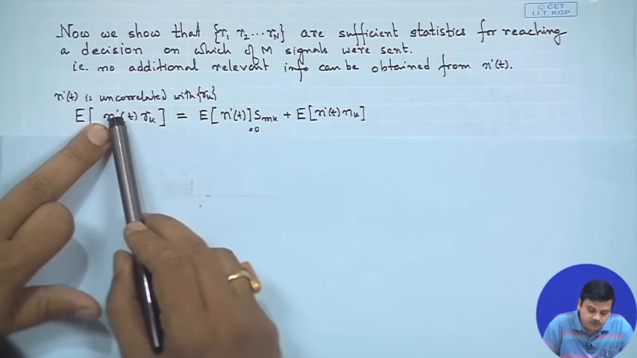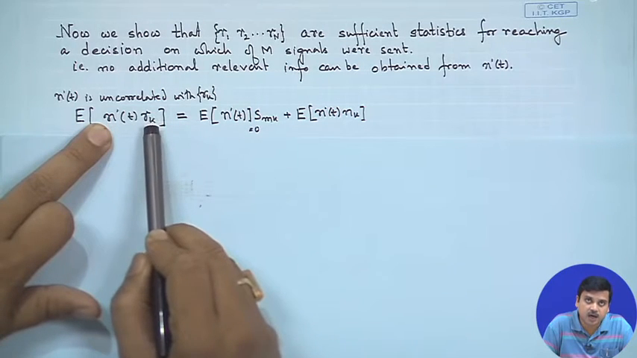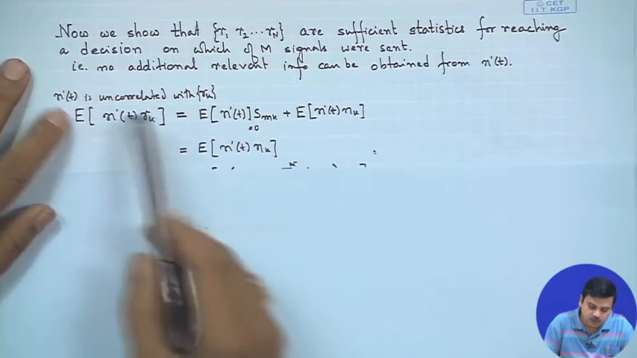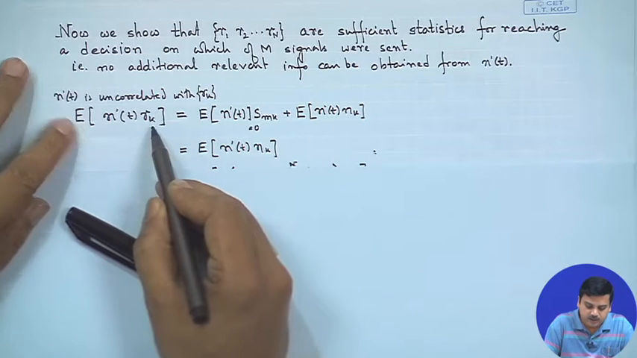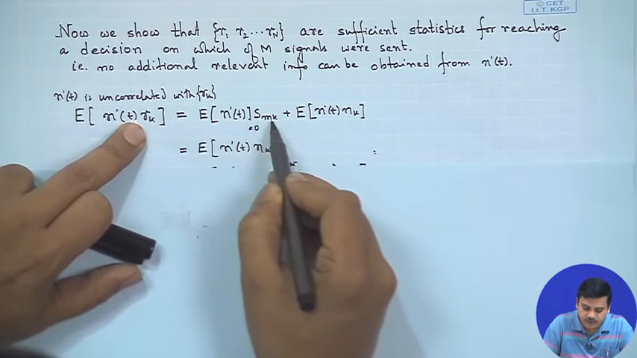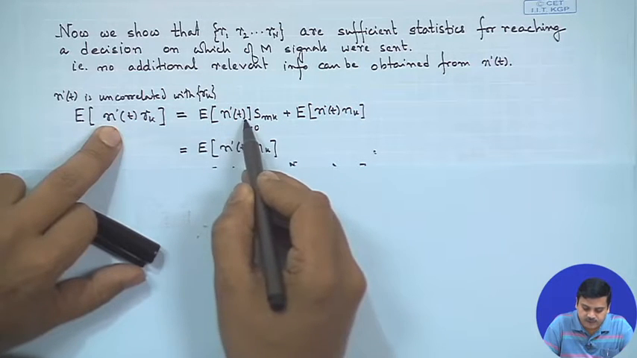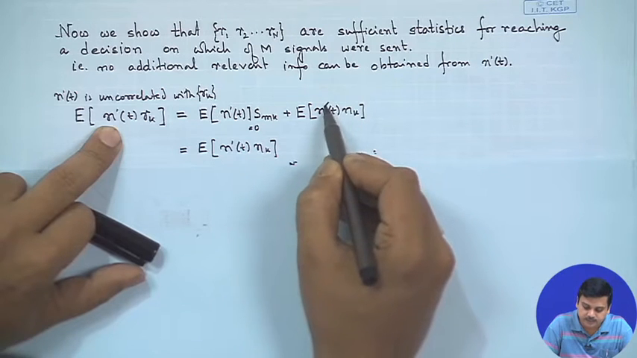So, now we have to see whether what is left out has any correlation at all. If there is correlation, that means decoding R requires information about this. So, we take the expectation of n prime with R_k. R_k can be easily broken into S_mk and N_k. So, that means we have E of n prime times S_mk, plus E of n prime times N_k, right.